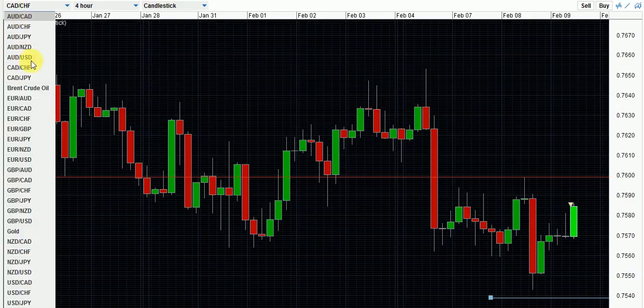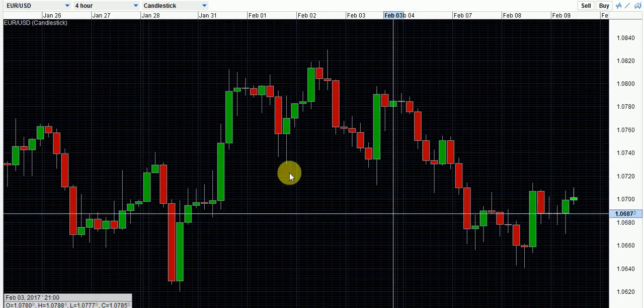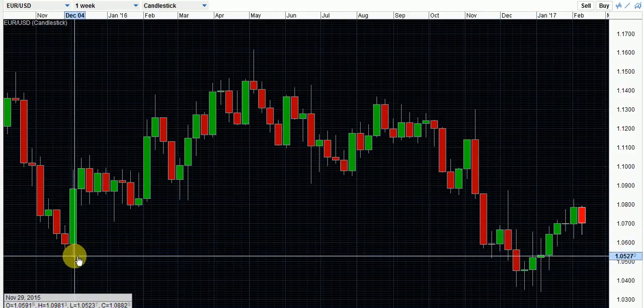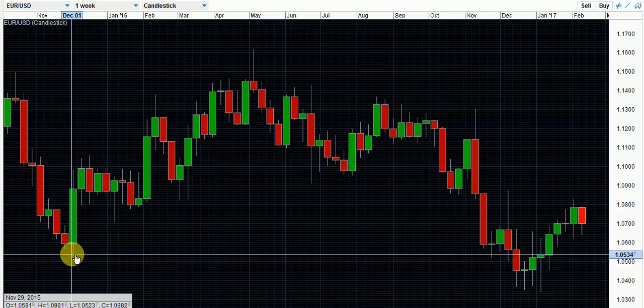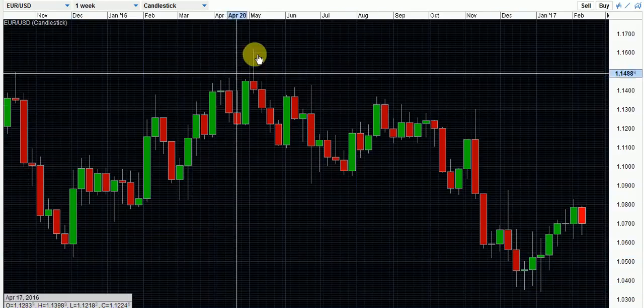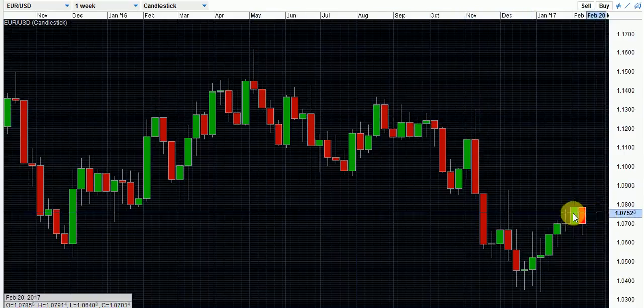We'll have a look at Euro USD, see if there's any trades, setups or anything formed on there. There we go, Euro USD 4-hour chart. We'll take it up to the weekly, see where we are. So we're in a little bit of a downtrend, ever so slightly, shown with this lower low and then another lower low down here, testing price below that. And we've got lower highs as well as we've come through.